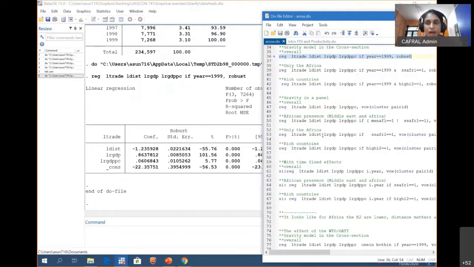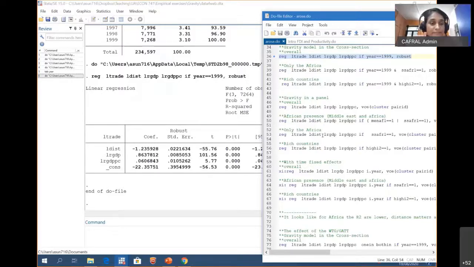Yes. Okay. Why? Why will it be different? The trade barriers are higher, I think, remote locations. I think these are the main. Okay, so trade barriers will be high.